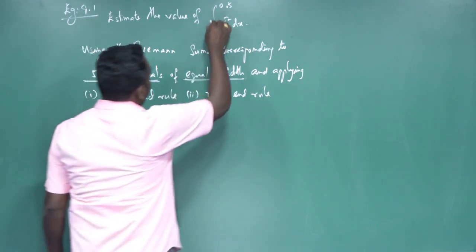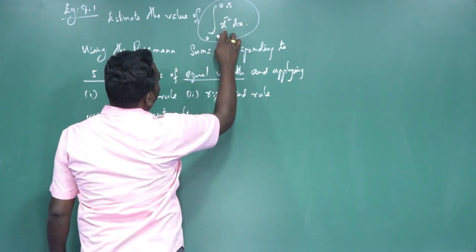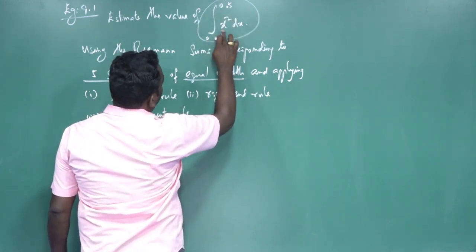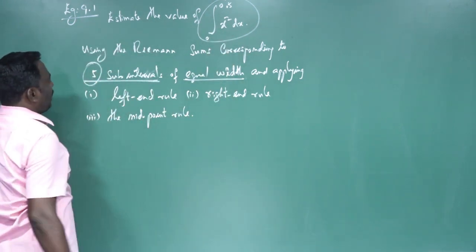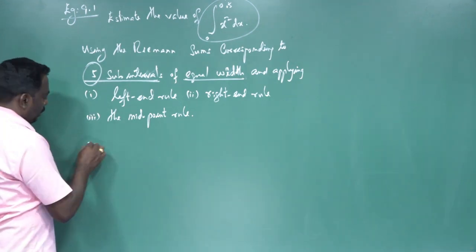Now from this given question, the integral from a to b of f of x dx has a equal to 0, b equal to 0.5, and f of x equal to x square. The number of subintervals n is equal to 5. Therefore, come to the solution.